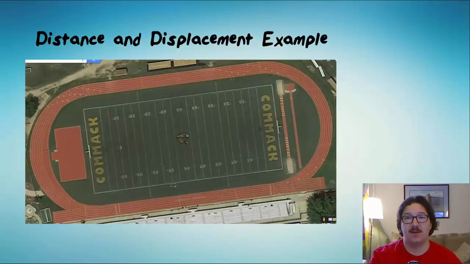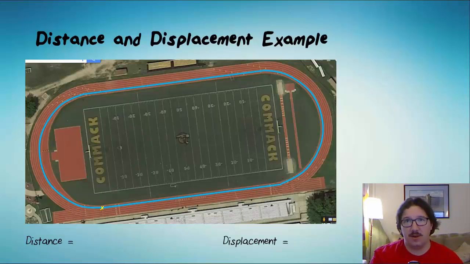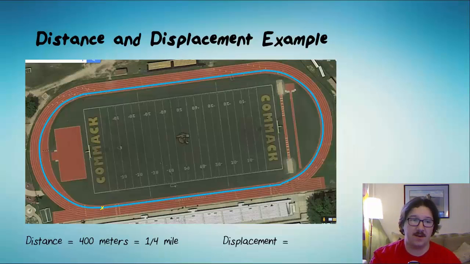Here's another example. This is the track at the high school, and let's say one day during PE you have to run a lap, and you start at this yellow X, and you follow the blue path around the track, and you end up back at the yellow X. Again, we want to know the distance and displacement. So I hope you know this, you've run around the track before. The distance around the track is a quarter mile, or in metric units, it's 400 meters. So your distance is 400 meters, that's how far your legs actually carried you.